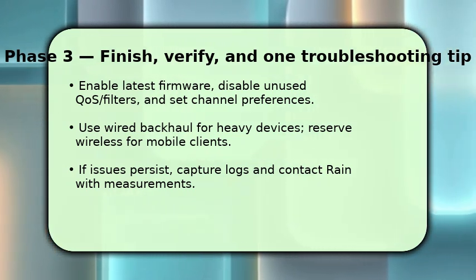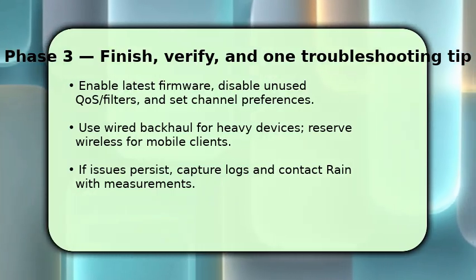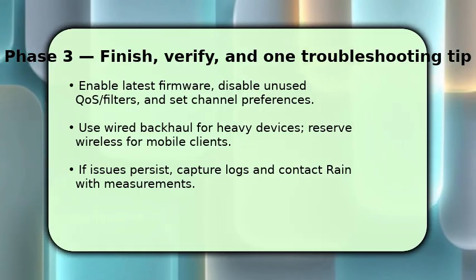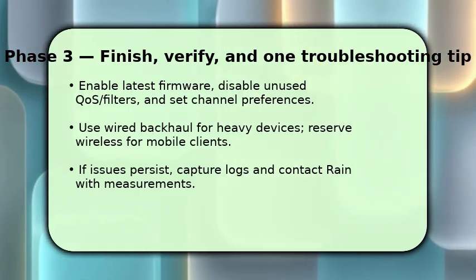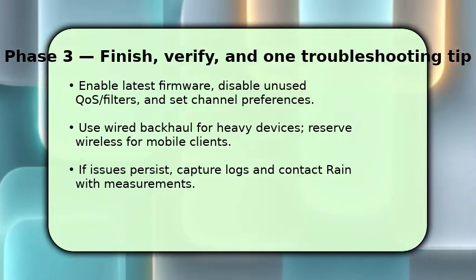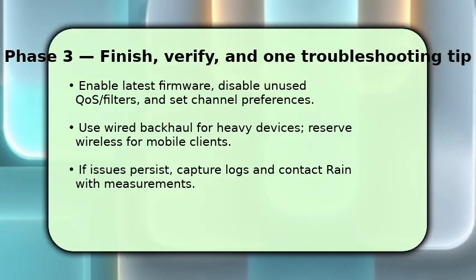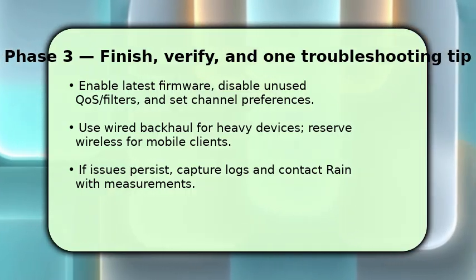Once done, connect high-demand devices via Ethernet or set a dedicated SSID for priority devices so wireless airtime is free for mobile clients. If speeds still lag, capture signal logs and speed tests with timestamps and contact Rain support with those measurements for targeted troubleshooting.